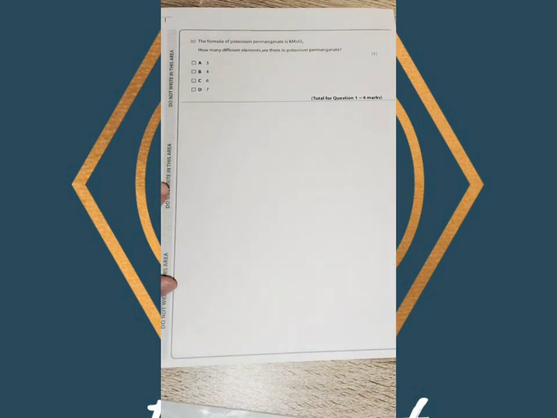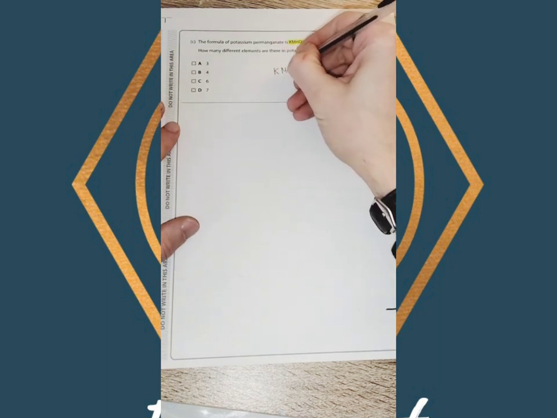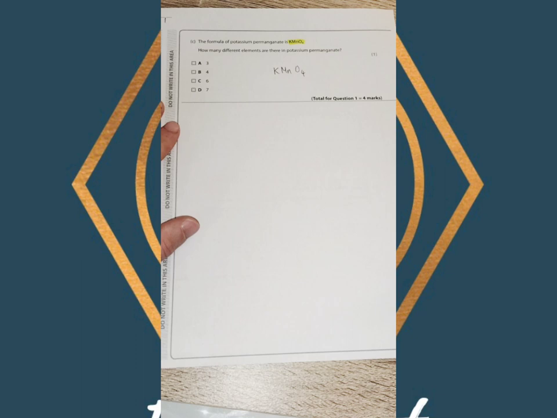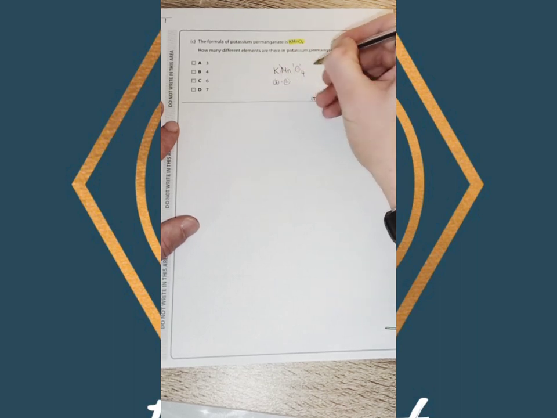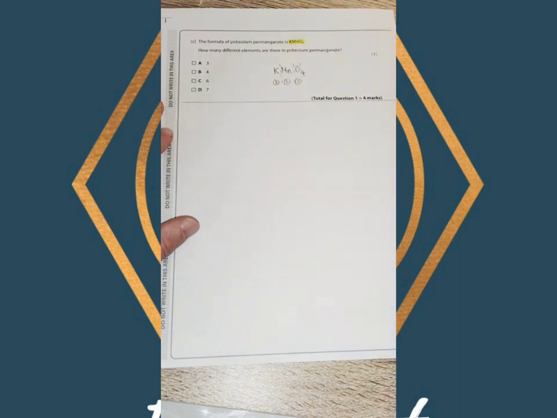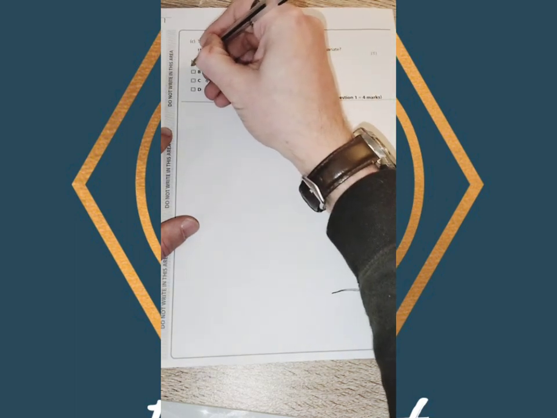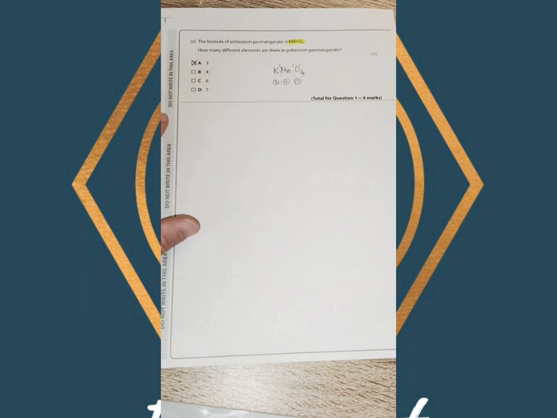The formula of potassium permanganate is KMnO4. How many different elements are there in potassium permanganate? What we'll do here is rewrite the formula down here and look for how many different elements make up that formula. The capitalized letter K, that's an element. The capitalized letter M, lowercase n, is the second element because any lowercase letter is part of the elemental symbol. And finally, oxygen, the capitalized O, that's our final element. So we count them up. Potassium, element 1, manganese, element 2, oxygen, element 3. There are three different elements present in the formula of potassium permanganate. That'd be A. And that brings us to the end of question 1, 4 out of 4.